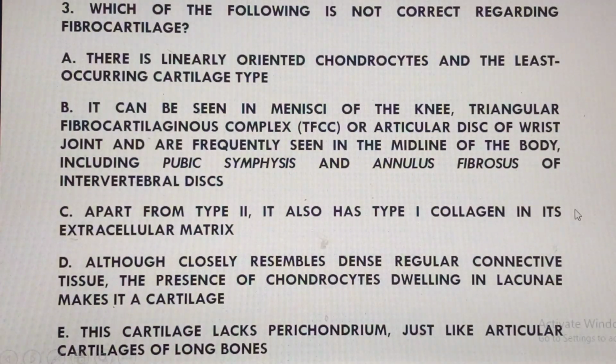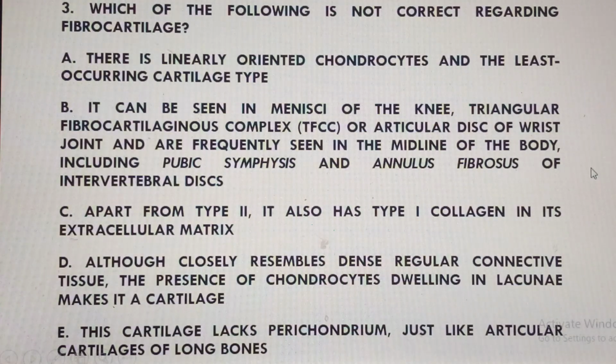So let's go to question number 3, which says: which of the following is not correct regarding fibrocartilage? Option A says there are linearly oriented chondrocytes and it is the least occurring cartilage type. That's a very true statement. Although some books will say that it's the elastic cartilage which is the least occurring, actually it's the fibrocartilage which is least occurring, although there's that kind of controversy. So regarding this, it's actually correct.